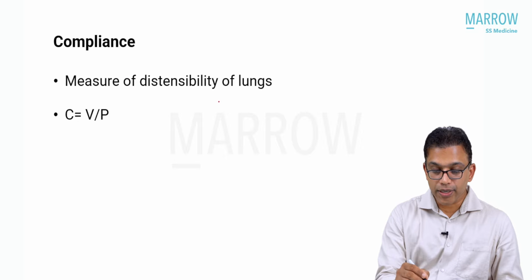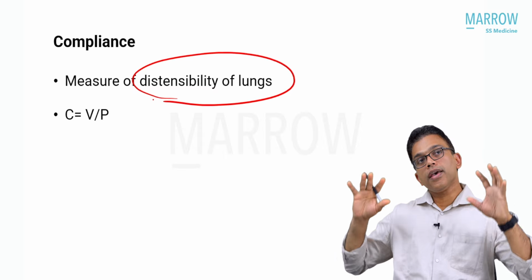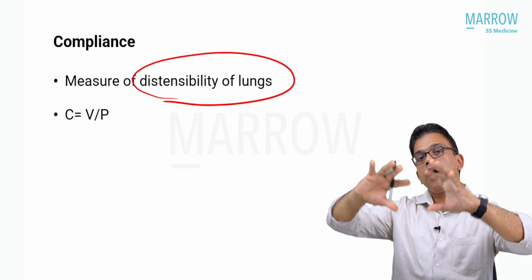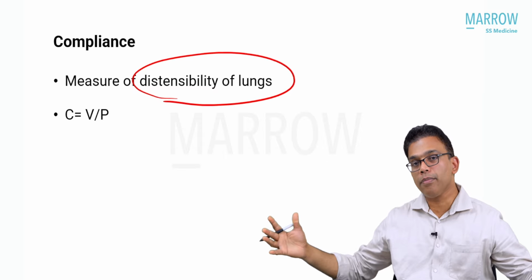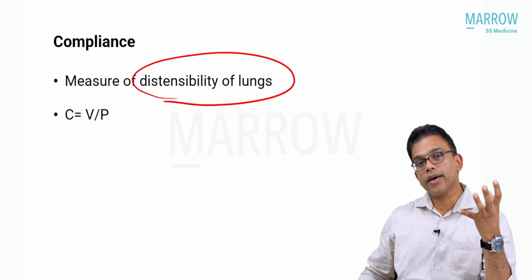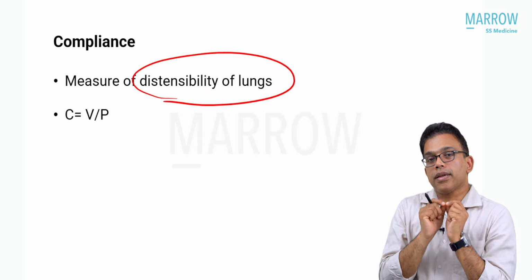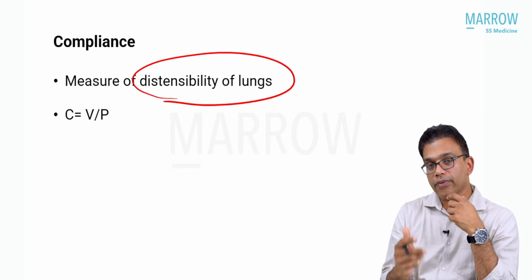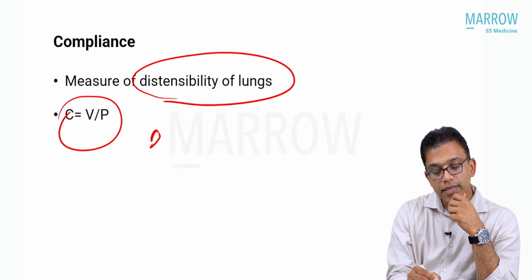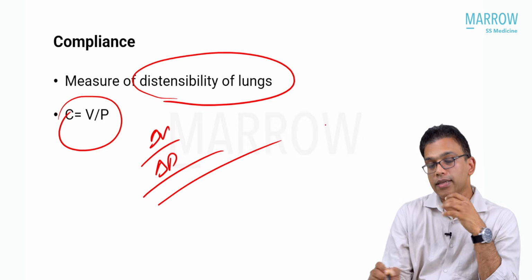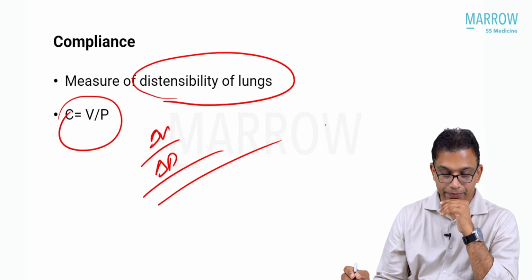Compliance is the measure of distensibility of the lung. That is, if you give a particular pressure to the lung, how much the lung is expanding, just like a balloon. So what do you mean by a good lung? A lung which expands very well to a minimum pressure. That is a good lung because it expands very well. So compliance is change in volume by change in the pressure. That is actually the transpulmonary pressure.